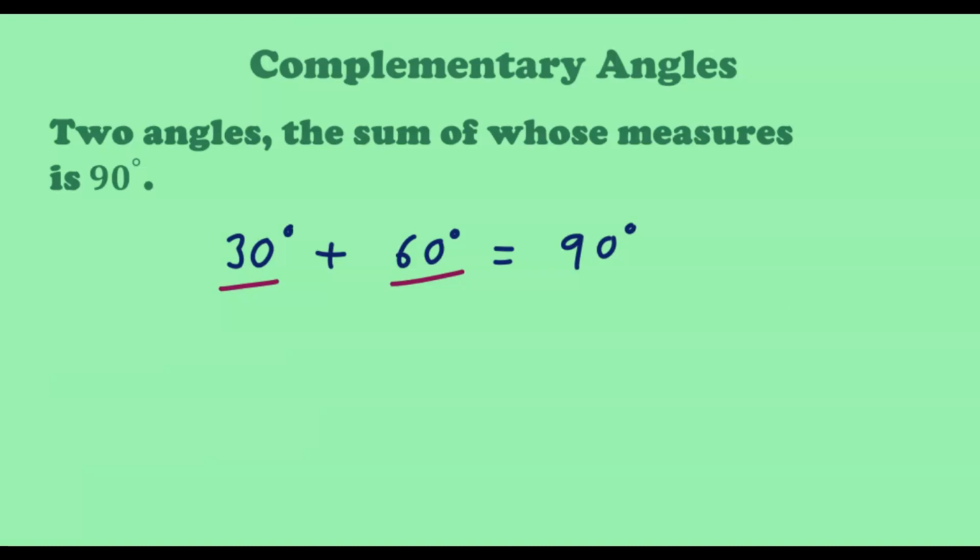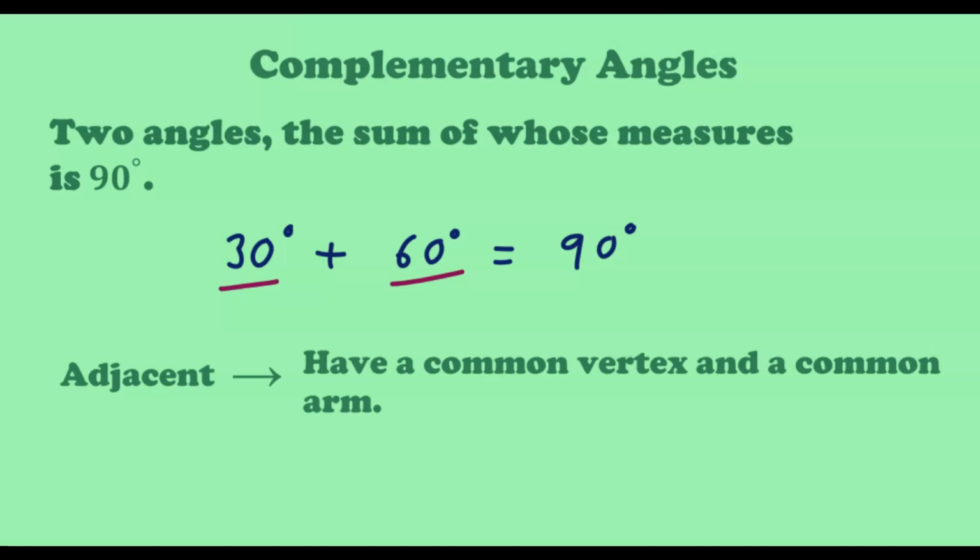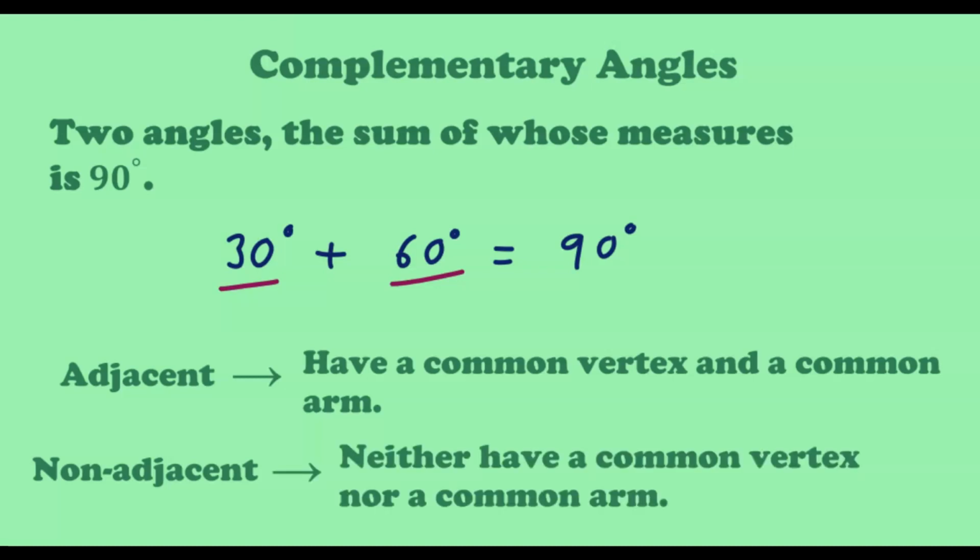Now we have two types of complementary angles. The first type are the adjacent complementary angles, and adjacent complementary angles have a common vertex and a common arm. We also have non-adjacent complementary angles, and these angles have neither a common vertex nor a common arm. Let us consider a few examples.